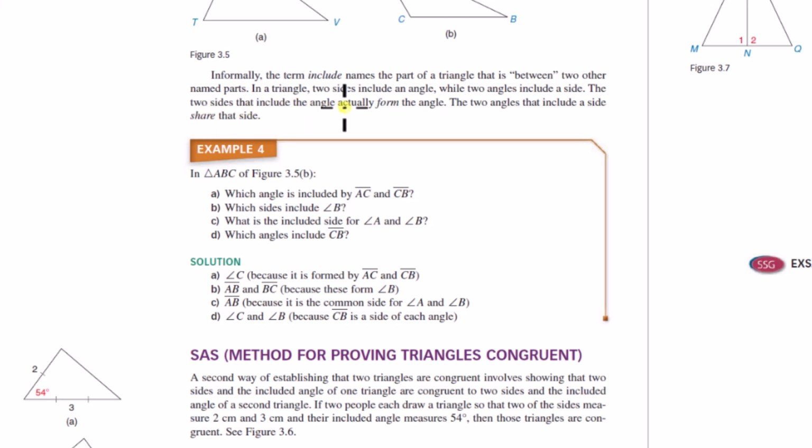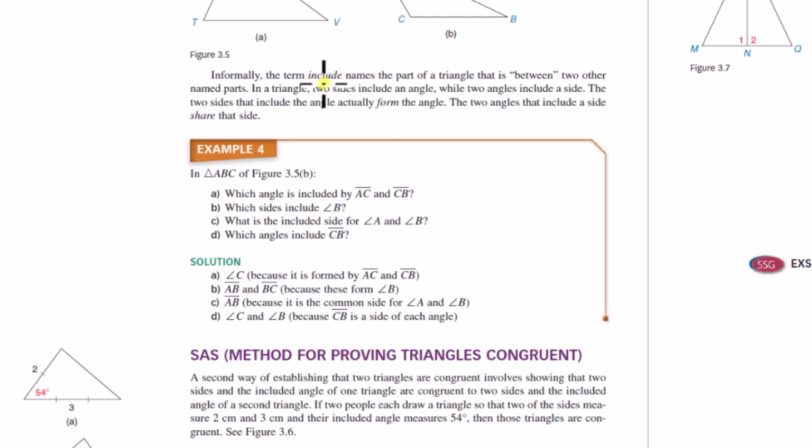In a triangle, two sides include an angle, while two angles include a side. The two sides that include the angle actually form the angle, and the two angles that include a side share that side. So yeah, that term include, you can think about it means between. Two sides include an angle, that angle is between the sides, or two angles include a side, that side is between the angles. Or a side is included between two angles, or an angle is included between two sides.